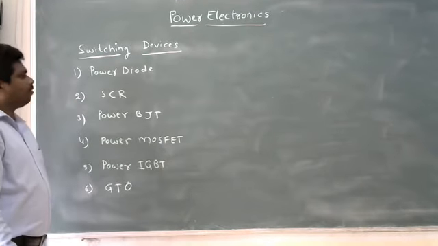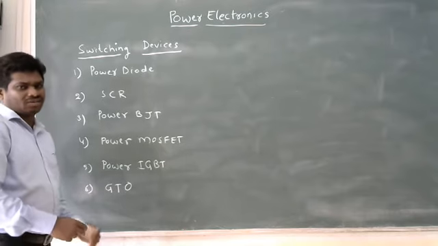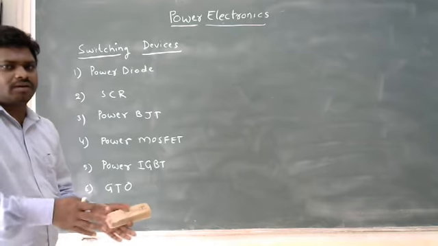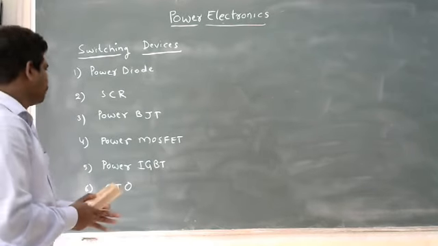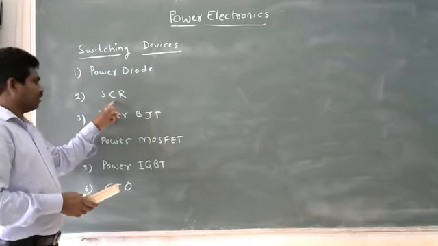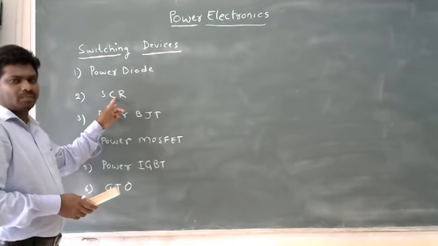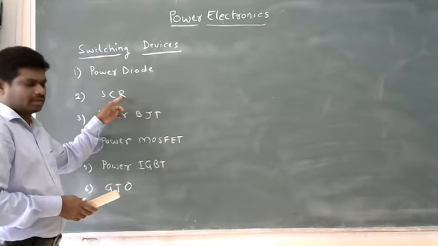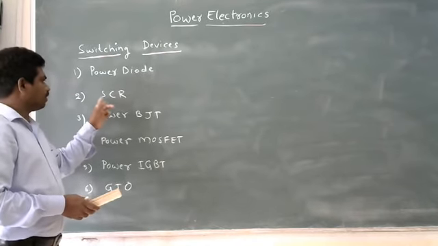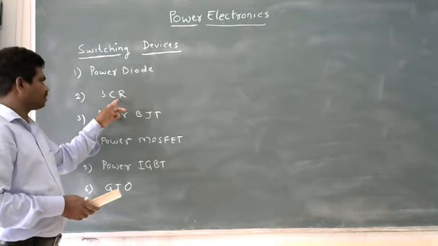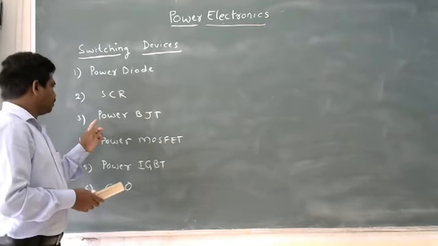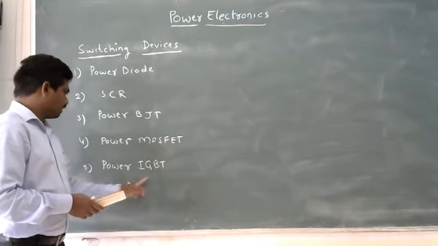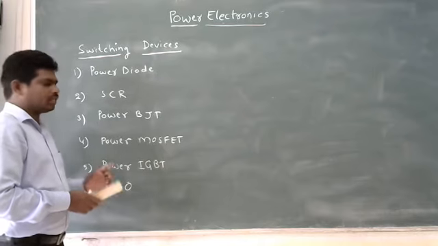First one is power diode, which is not like a normal diode. I will give you the details why these two are different from each other. And SCR is the same as normal SCR, but the doping levels of this SCR are going to be different. So when we see the SCR topic, we will discuss more about this. Power BJT, power MOSFET, power IGBT, lastly GTO.